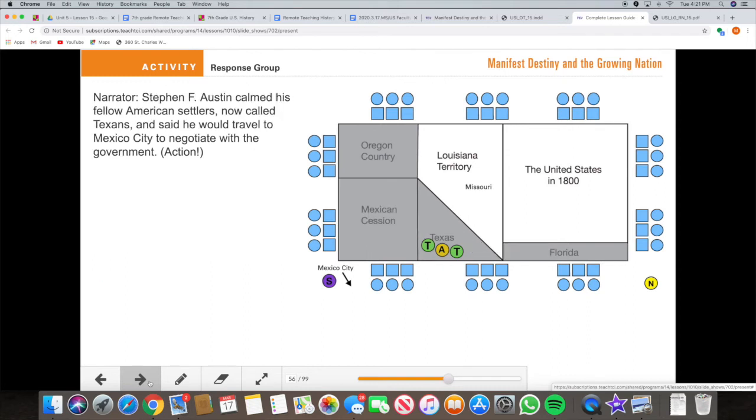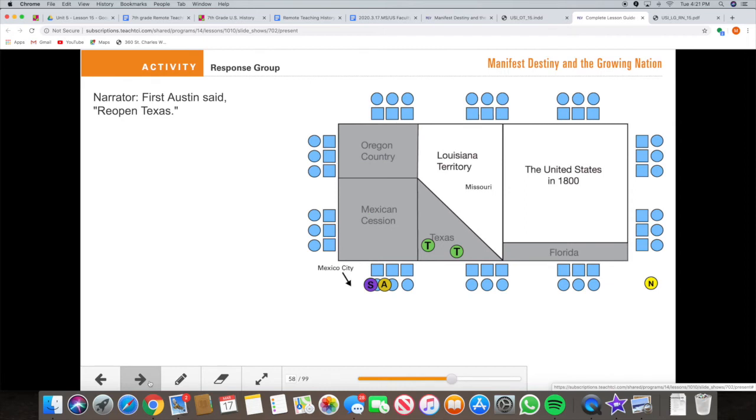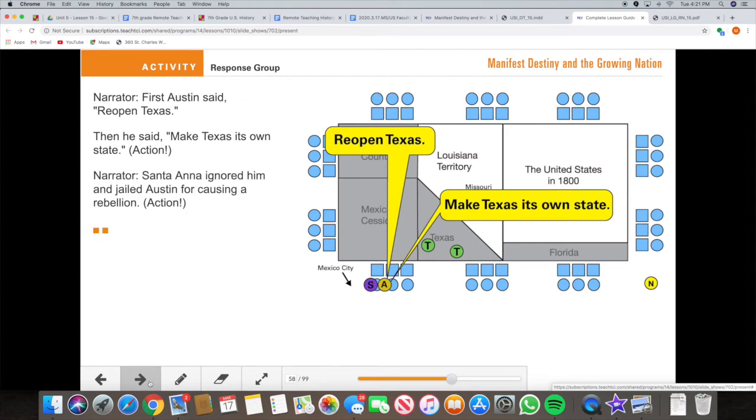Stephen F. Austin calmed his fellow American settlers, now called Texans, and said he would travel to Mexico City to negotiate with the government. "Calm yourselves, Texans. I will travel to Mexico City to negotiate with the government." When Austin arrived, he met with the new Mexican leader, General Santa Anna. First, Austin said, "Reopen Texas." Then he said, "Make Texas its own state." Santa Anna ignored him and jailed Austin for causing a rebellion.